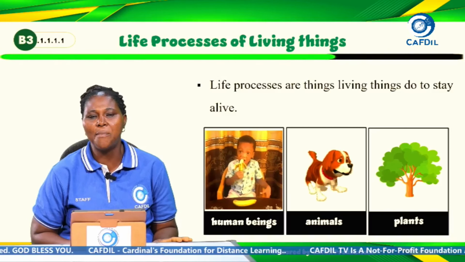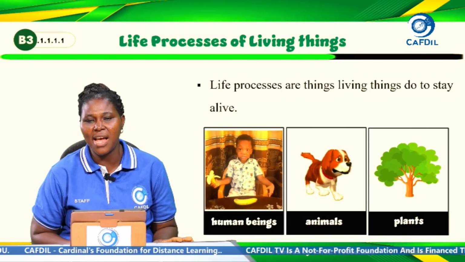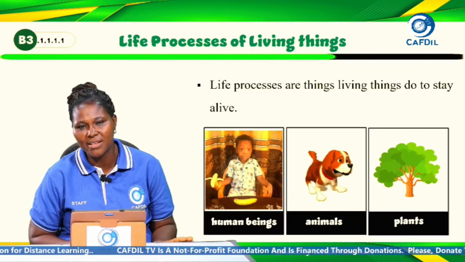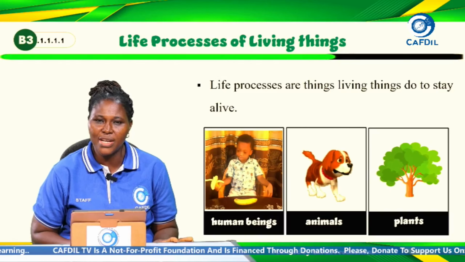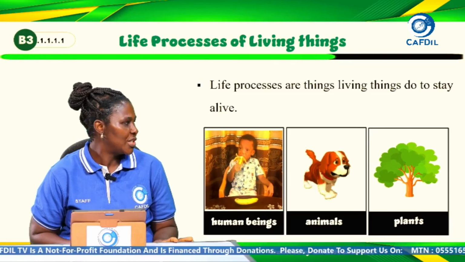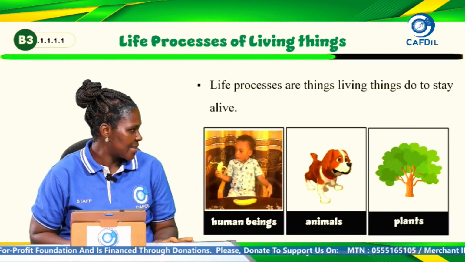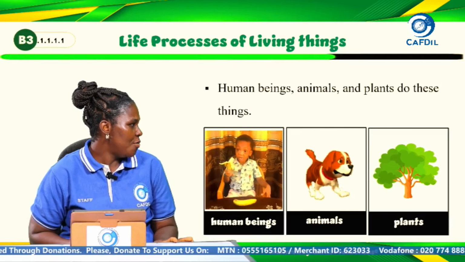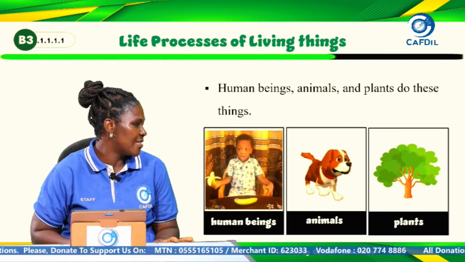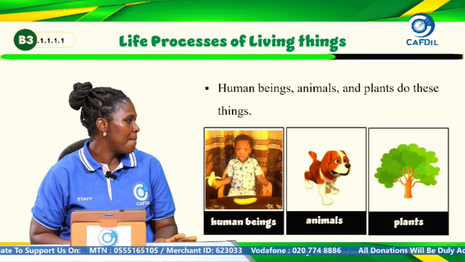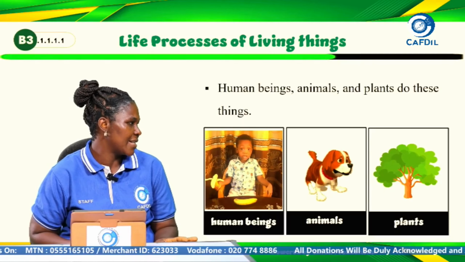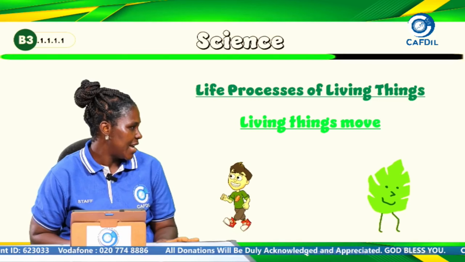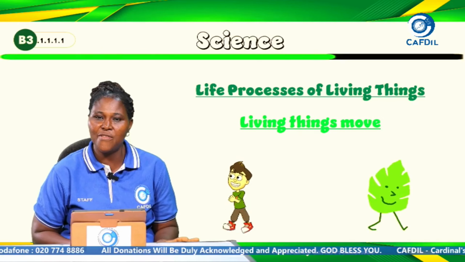Living things like human beings, animals, and plants do these things so that they will stay alive. That is what life processes are: things living things do to stay alive. Look at what they are doing. Now, life processes of living things.